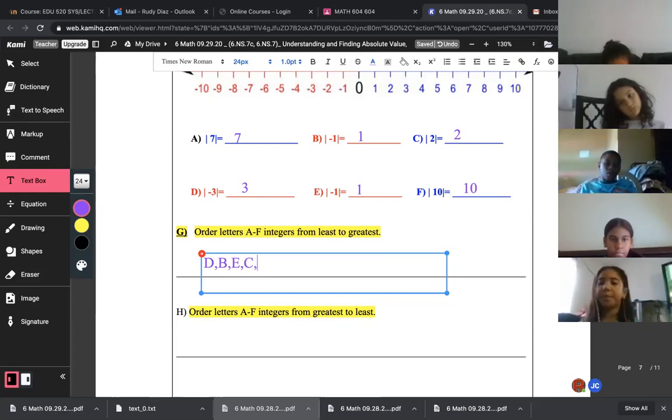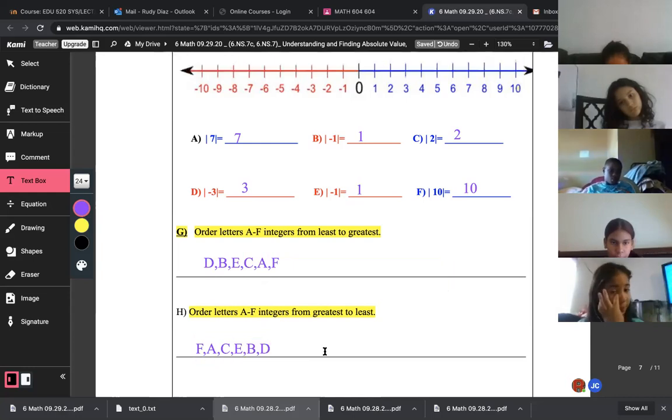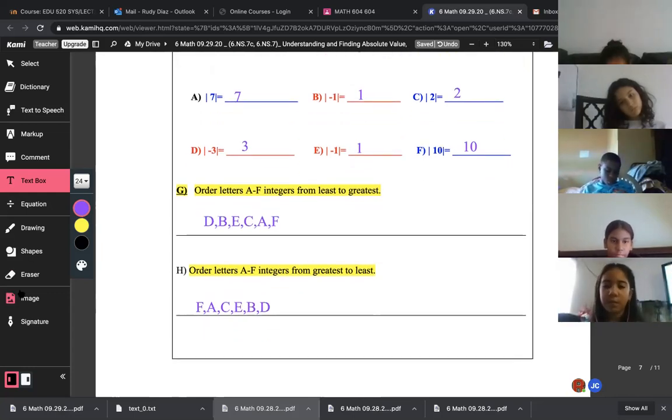Then after that one, the absolute value of 7 is 7. And then last but not least is F, the absolute value of 10. You have to remember that the absolute value is the distance a number is from 0. It's always positive. Now we're just going to take what we just did in G and revert it. Face and then BD. It's the same thing, just opposite way. All right? Let's move on.